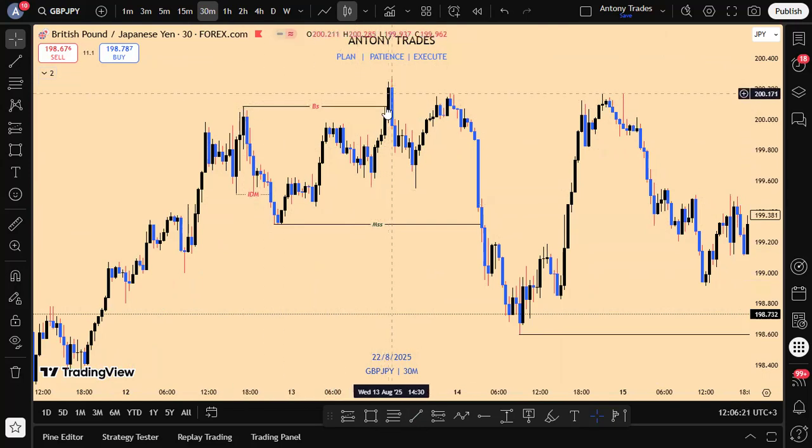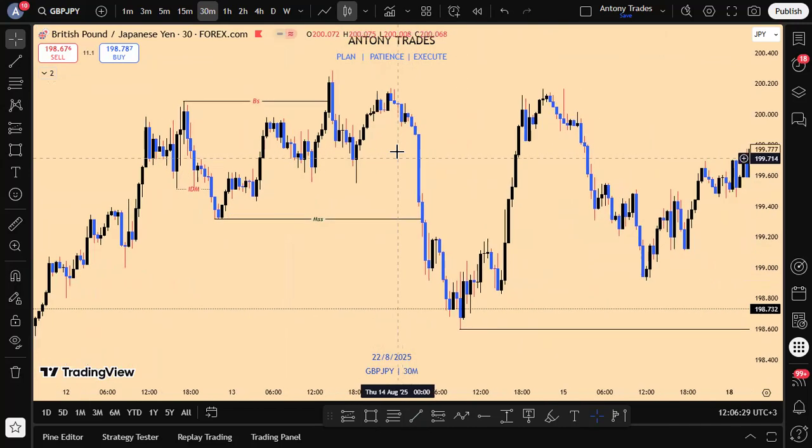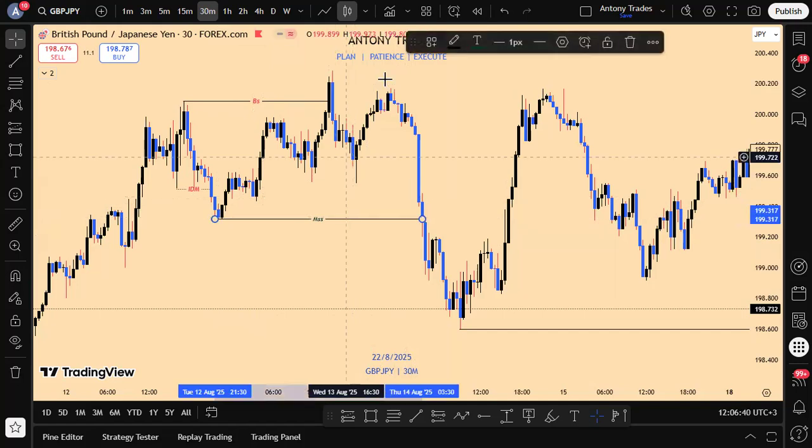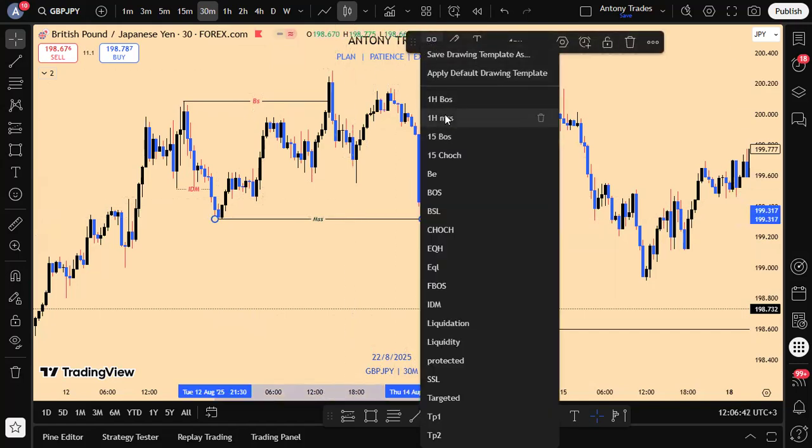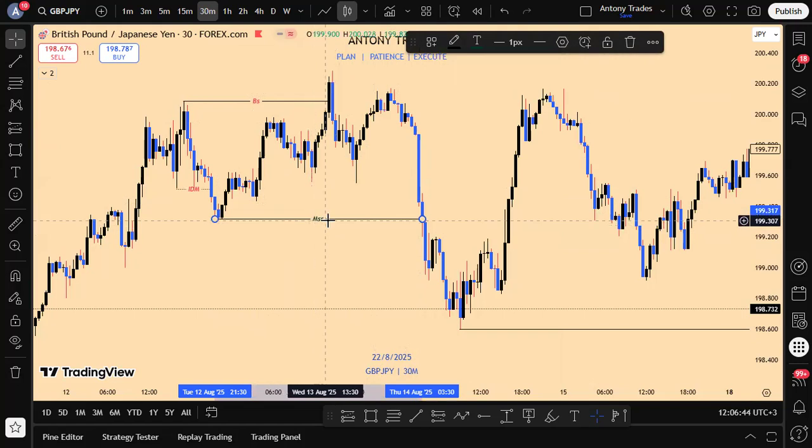So what does that mean? This means it is a very strong low and this is a very strong high. So what happens after that? You see the market went ahead and broke our strong low. Now that the market broke this strong low, this is a valid change of character, or you can call it a market structure shift. This is a valid change of character.